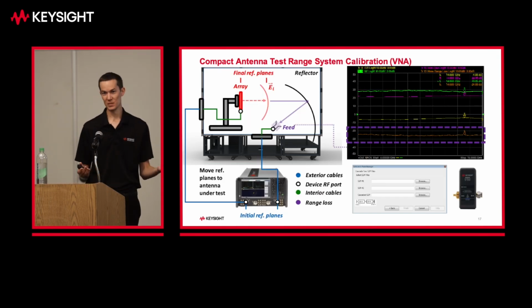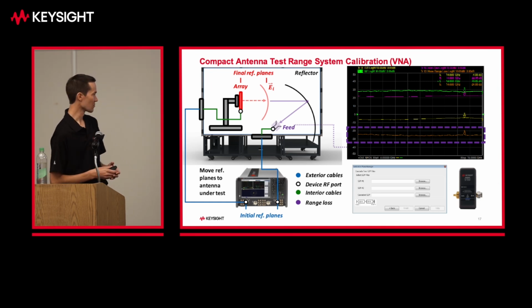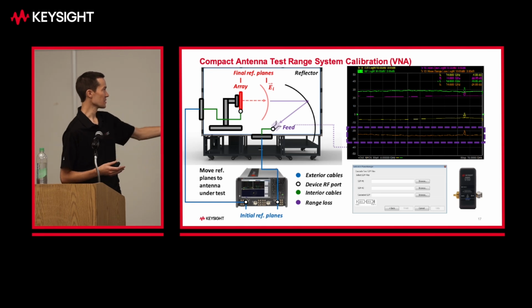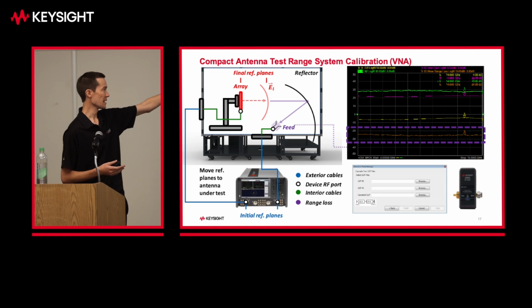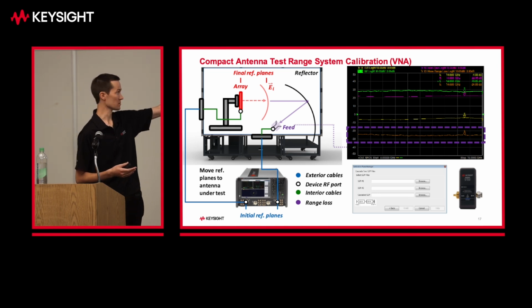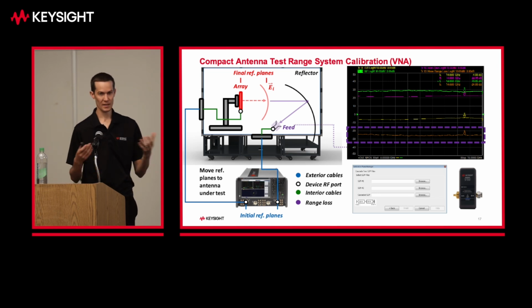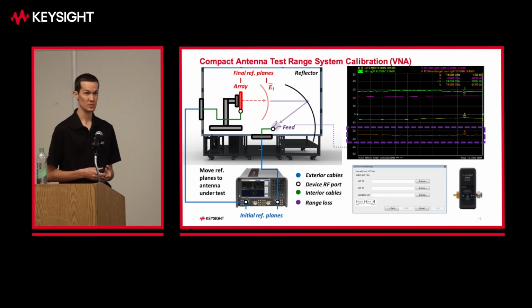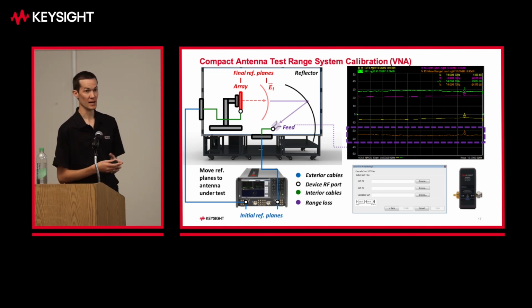Before we do any measurements, we of course need to calibrate the chamber. When we add in the network analyzer, the reference planes start at the ports, and we need to move those to the test ports of our phased array under test and the feed horn antenna in our compact range. So as I said, we provide a variety of cal standards and ECal modules that can be used to bring the reference planes to those test ports, eliminate cable losses.